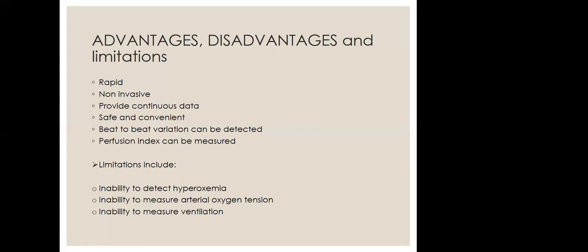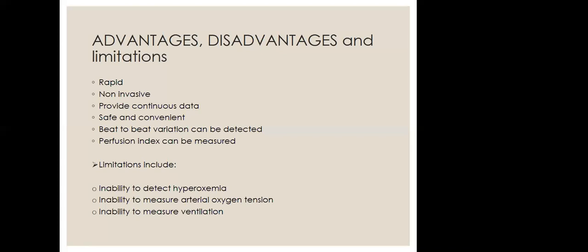And what is perfusion index? Basically, this is the ratio of the pulsating to the non-pulsating blood that is present in that part of the area where the pulse oximeter is applied. It tells us how much perfused that part of the body is.